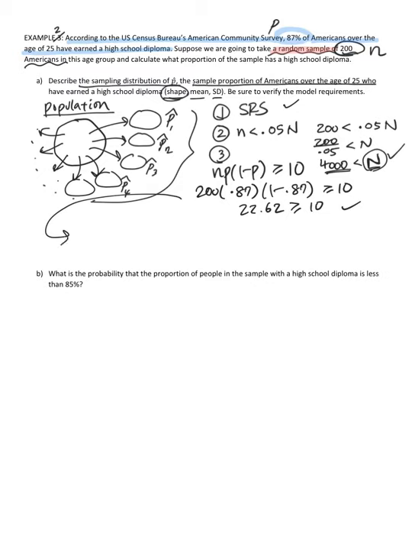What does it mean? It means the shape of the sampling distribution is approximately normal. Not the population. We don't know what the population looks like, but the sampling distribution shape. If you collect all p hats and make a distribution, the distribution of sample proportions is approximately normal. Now mu sub p hat is the same as p. So p is 0.87.